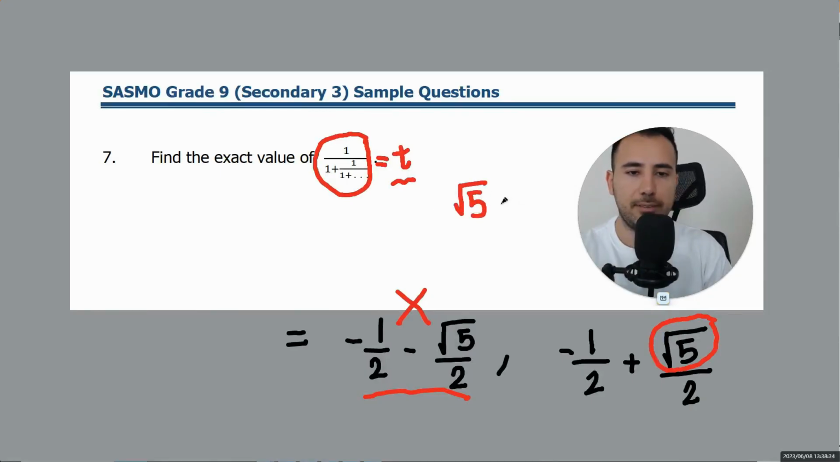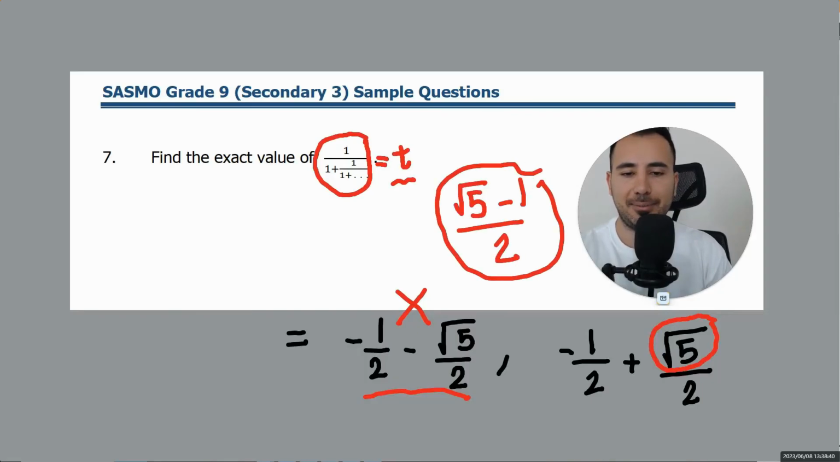Square root of 5 minus 1 over 2 is the right answer.